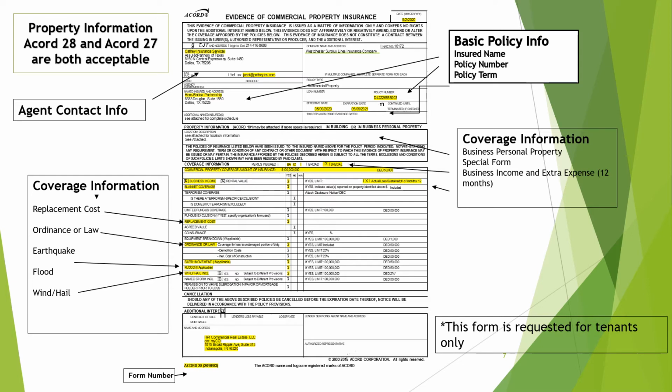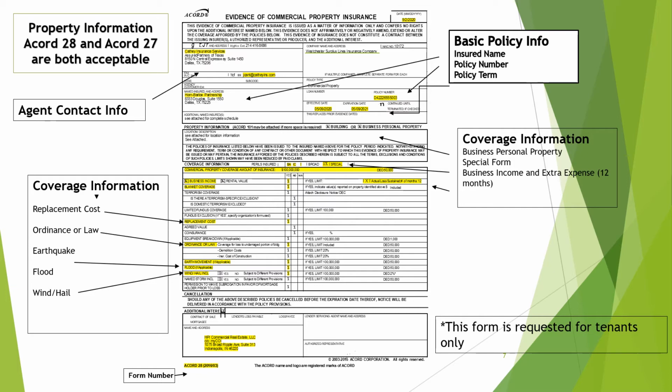What we have right here is an Accord 28, and very similarly to the Accord 25 that we showed you earlier, it's going to have your basic agent contact information as well as information about the carrier, and there will be basic policy information about that commercial property policy. It's going to show business personal property, if it's special form, which is what's required on most leases, business income and extra expense.